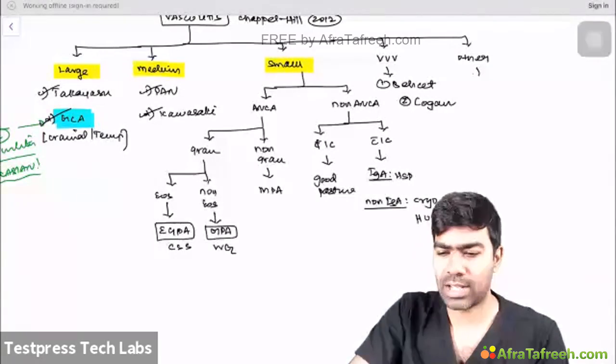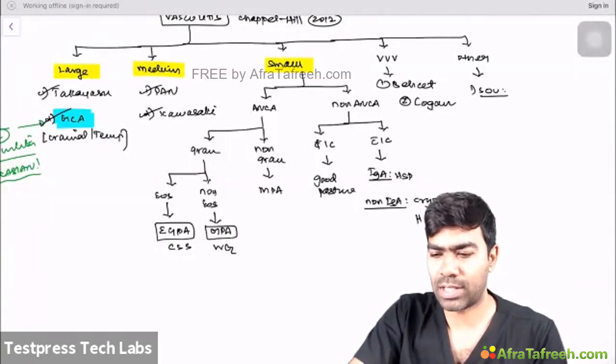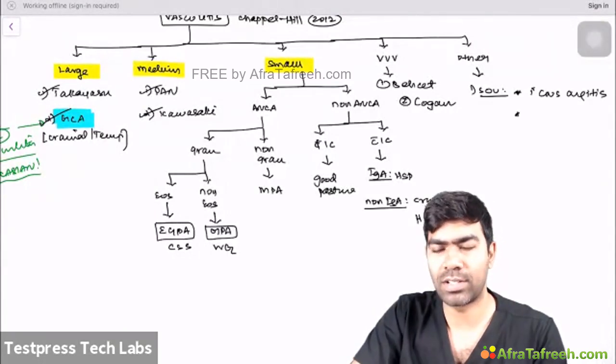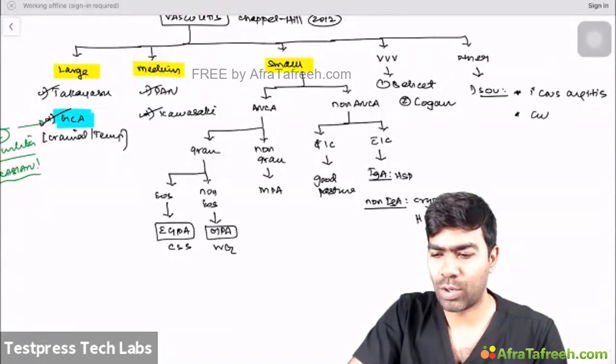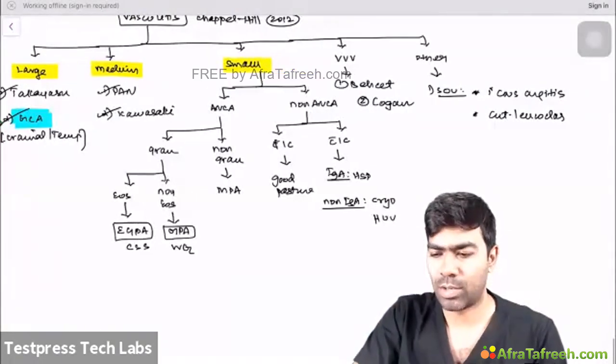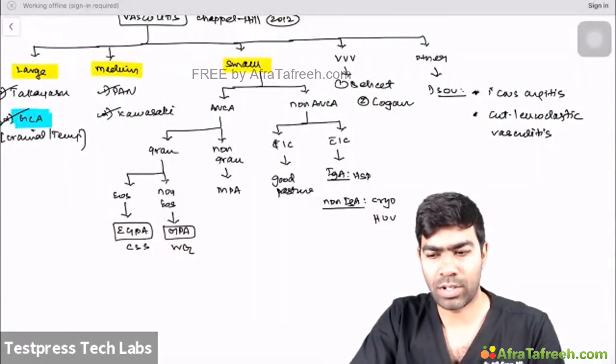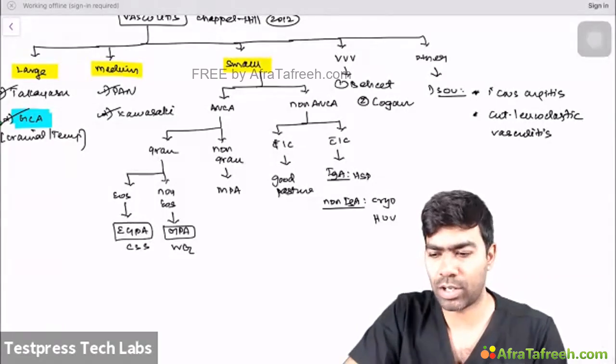And as far as other vasculitis is concerned, we have single organ vasculitis. The best example is primary CNS angiitis, which is put under single organ vasculitis. Previously, it was a medium vessel vasculitis. And second, we have cutaneous leukocytoclastic vasculitis. Remember, it's a small vessel vasculitis, immune complex vasculitis, but limited to the skin only. So that's why it's a single organ vasculitis.